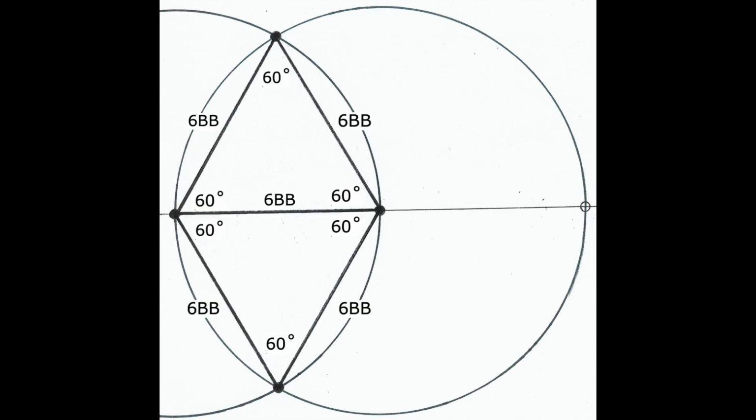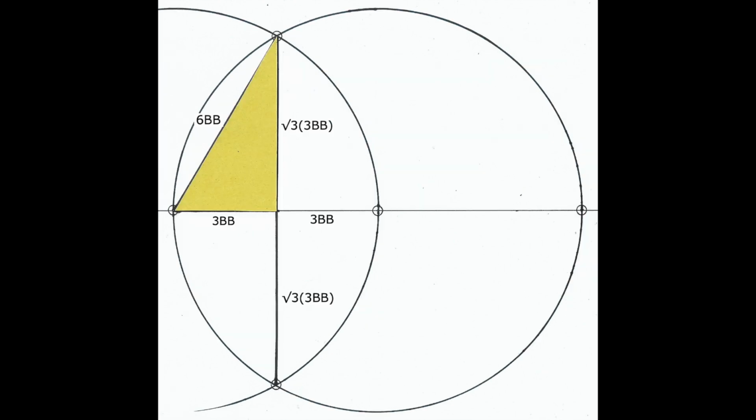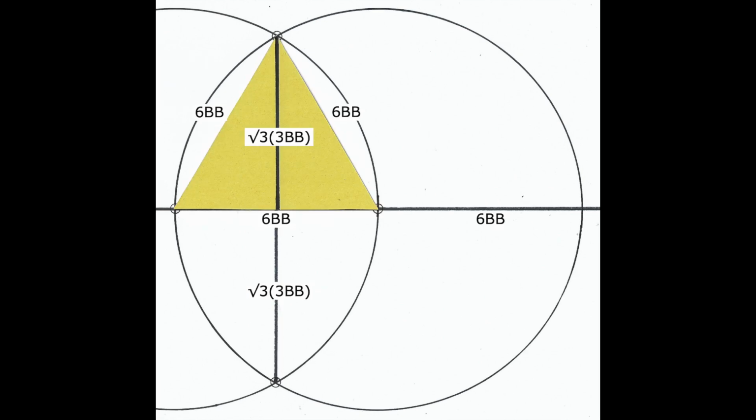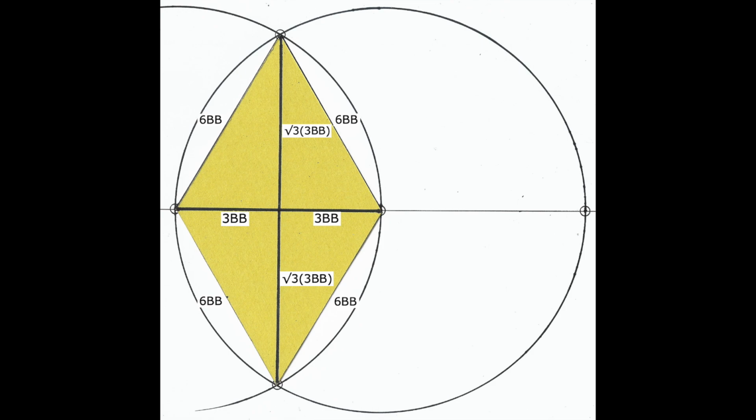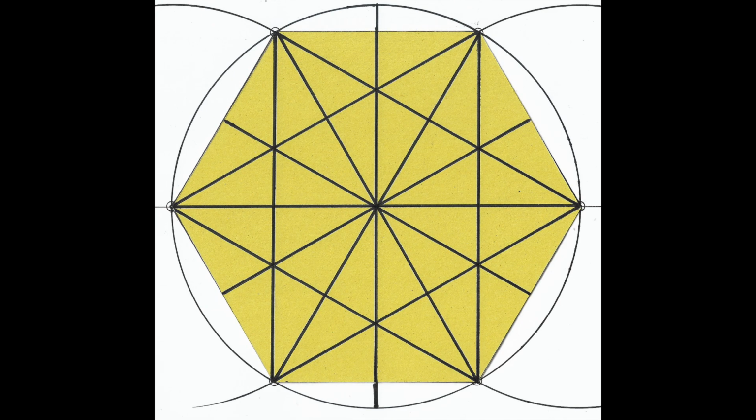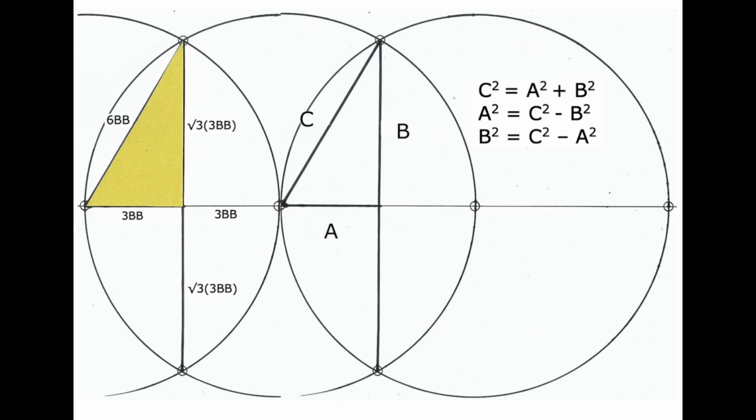We can now build the four basic shapes of the 60-degree family: the 30, 60, 90-degree triangle, the 60-degree triangle, the 60-degree diamond, and the 60-degree hexagon. Let's go back to the 90-degree triangle of the 60-degree family. The reason I reduce all basic shapes to a 90-degree triangle is the Pythagorean theorem, which I called the 90-degree triangle formula. If you know two sides, you can know the third.